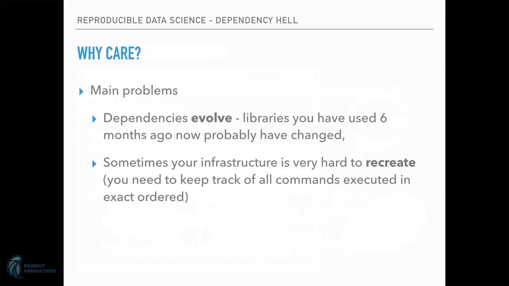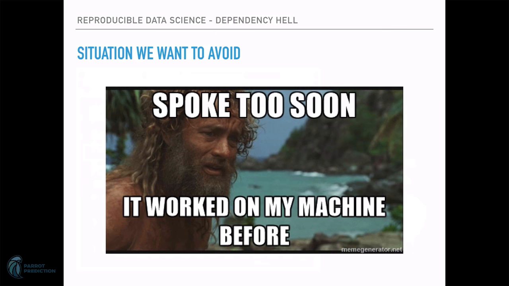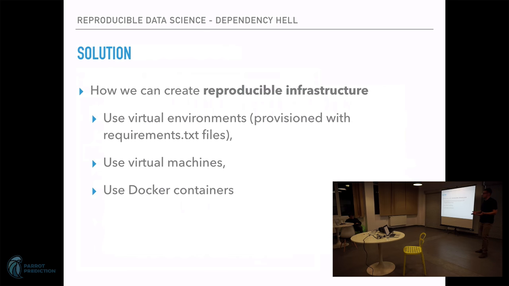Okay, so now the infrastructure provisioning. As I mentioned before, our software changes. Dependencies evolve over time. Authors are adding new commits. Sometimes the architecture of our solution is so sophisticated that it is very hard for others to reproduce what we have done. They have to install so many libraries, so many projects, connect them in a certain way. It is very, very hard. So we want to avoid this situation when everybody's telling, oh no, I cannot do it. It worked on your machine, it doesn't work on mine. Do something with it. So there are a couple of possible ways how we can assure reproducible infrastructure.